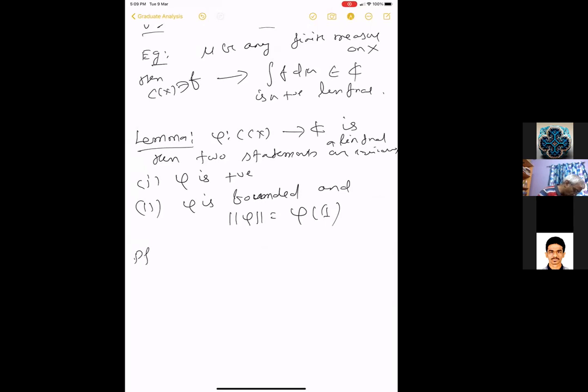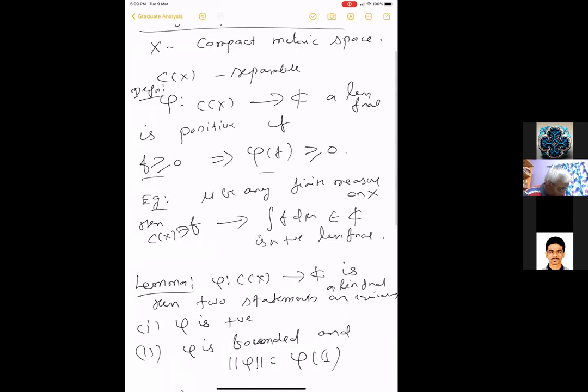Okay. Proof. To show 1, the definition of a positive functional is just this: you take a positive function f, then phi of f is also positive. That's all. It takes positive functions to positive numbers. And an example is the integral. So we are going to prove that everything looks like that integral. That's all.